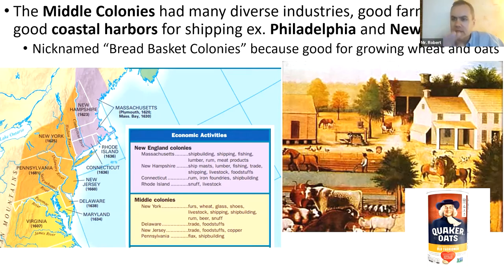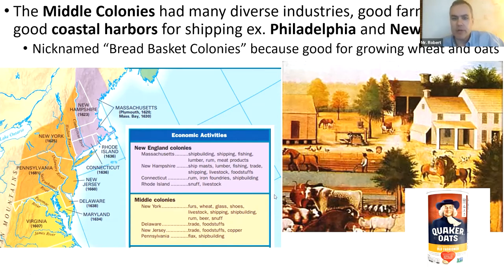So you have good farming areas, good harbors. It was nicknamed the breadbasket colonies because they grew lots of oats and wheat. It was good for growing oats and wheat. Have you ever seen this before? This brand, Quaker Oats? Okay, so that's like the main brand of oats in the United States, probably the world, I guess.